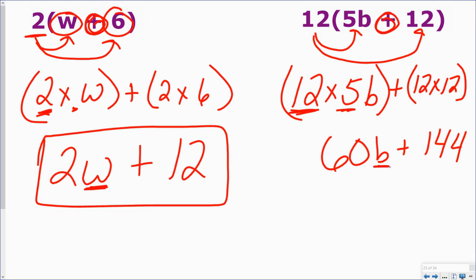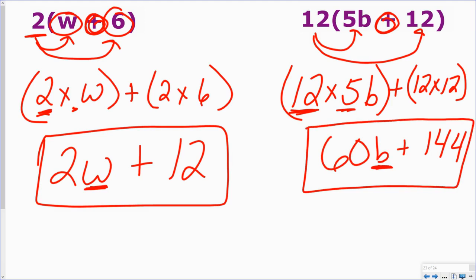And again, because I have the variable here, I can't combine these two. So 60b plus 144 is as simple as I can make this answer.